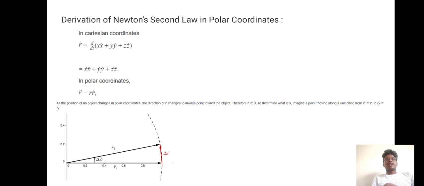In Cartesian coordinates, r equals x plus y. Now in polar coordinates, as the position of an object changes, the direction of the unit vector changes, always pointing towards the object. Therefore, to determine the change, imagine a point moving along a unit circle.